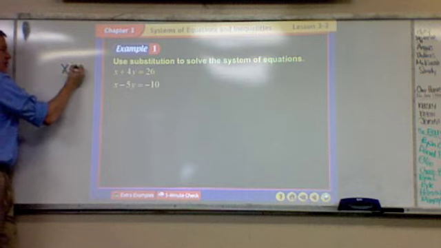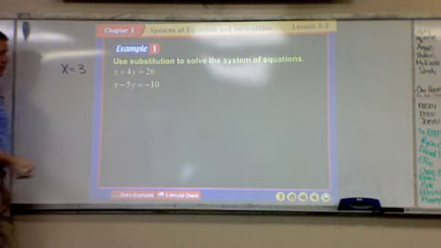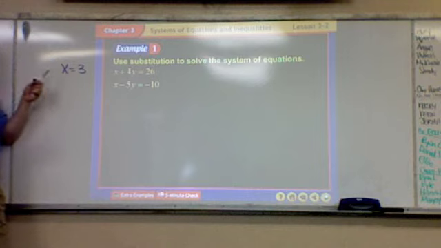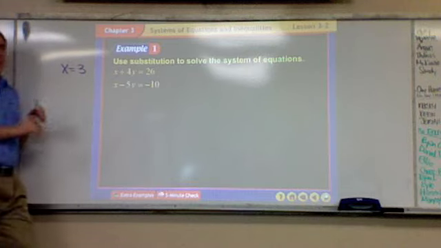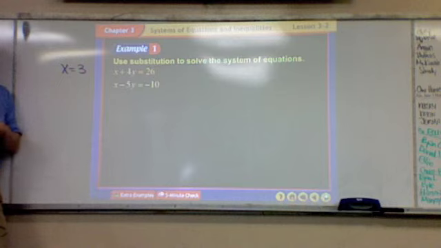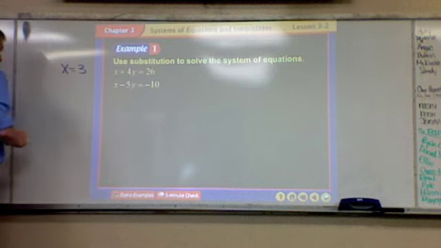If x is equal to 3, the method of substitution would say, anywhere I see an x, I can put a 3. Okay. Look right here. Ignore the problem right now, I'm just talking about substitution. In substitution, if x equals 3, everywhere I see an x, I can put a 3. Alright, so let me change it up a little bit.